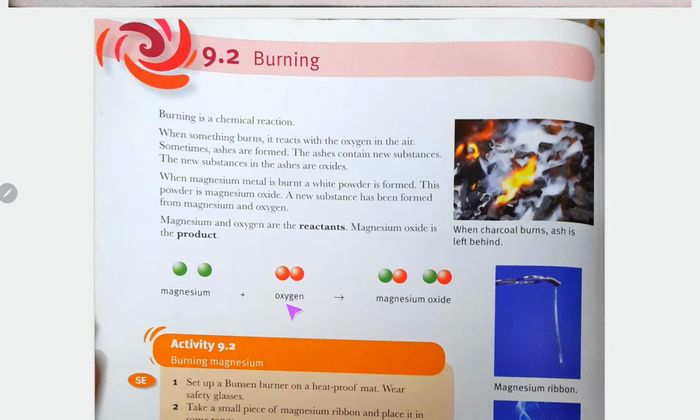So here magnesium and oxygen are the reactants and magnesium oxide is a product. Okay, so when a magnesium metal is burnt, a white powder is produced. This powder is magnesium oxide. A new substance has been formed from magnesium and oxygen. So this is a chemical reaction. So magnesium and oxygen are the reactants and magnesium oxide is the product.